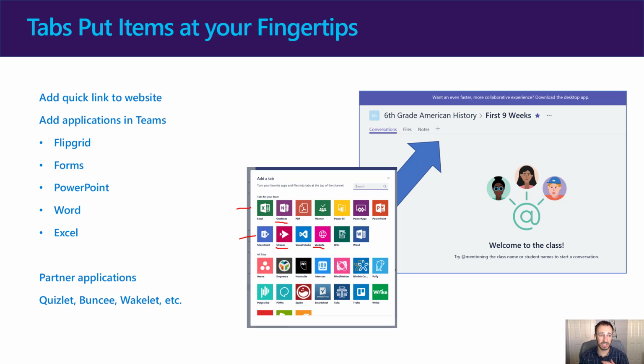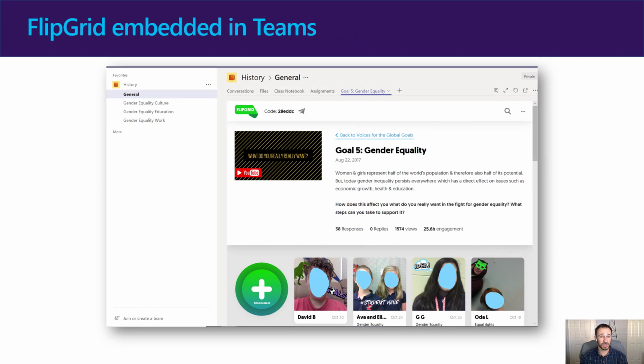So it's a quick way to leave those recordings, to have your students be able to find those quick videos and be able to have them at their fingertips. So we mentioned FlipGrid. FlipGrid can be embedded in Teams, and you can see here it has the name of the grid, of the topic, right there in the tab.